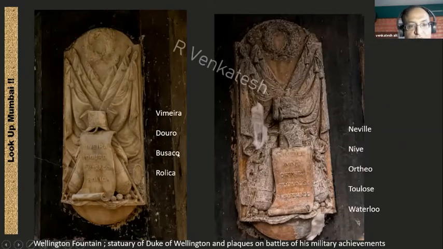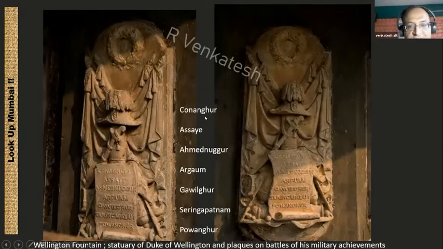So this is Vimeiro, Douro, Busaco, Rolica, Nivelle, Nive, Orthez, Toulouse, Waterloo. Waterloo, if you remember Waterloo, I think we'll all remember the defeat of Napoleon. Here you have Kanangar, Assaye, Ahmednagar, Argaum, Gavilgad, Seringapatam, Pavangarh. Pretty much everything that mattered to the British at that point in time. And the Duke of Wellington, I mean, he was Arthur Wellesley then, he becomes Duke later.